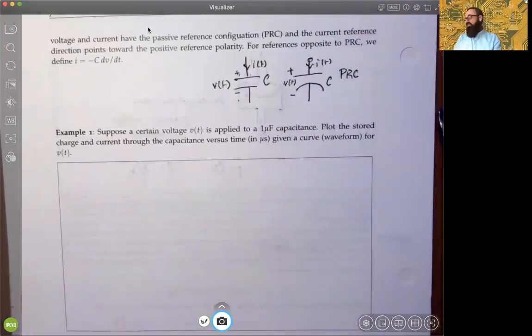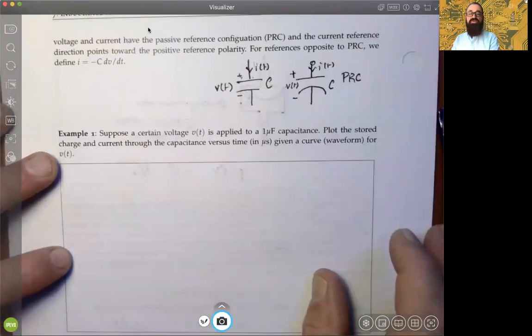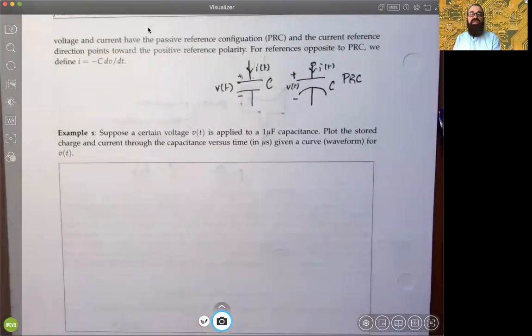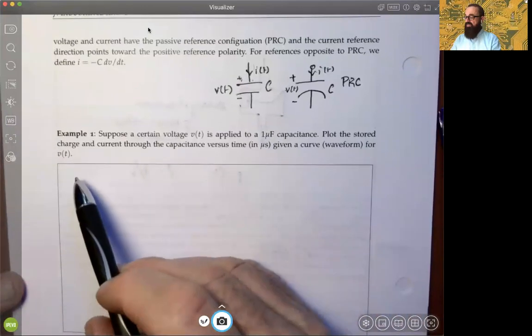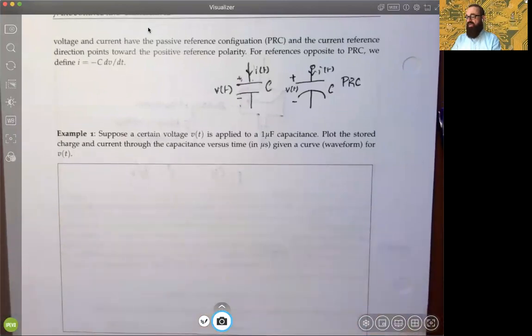Okay. So what we're gonna do now is just a little simple examples to sort of get a feel for how you accumulate these, given a curve for the voltage, what kinds of charge representations are we gonna get out of it, all right? So let's suppose a certain voltage is applied to a 1 microfarad capacitance. And what we want to do is plot the stored charge and the current through the capacitance in microseconds. So again, notice the scale. When you're dealing with capacitance, you're at a very, very small scale mostly, right?